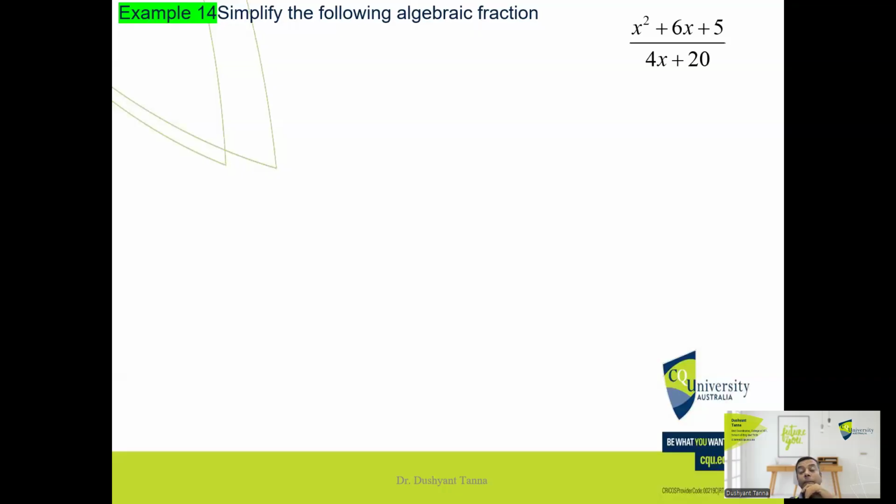I've got the answer for this one if you want. Please. So it factorizes to x plus 5 and x plus 1 on the top, and 4 times x plus 5 on the bottom. Cancel out the x plus 5s, you have x plus 1 over 4. Excellent. That's what he missed out.